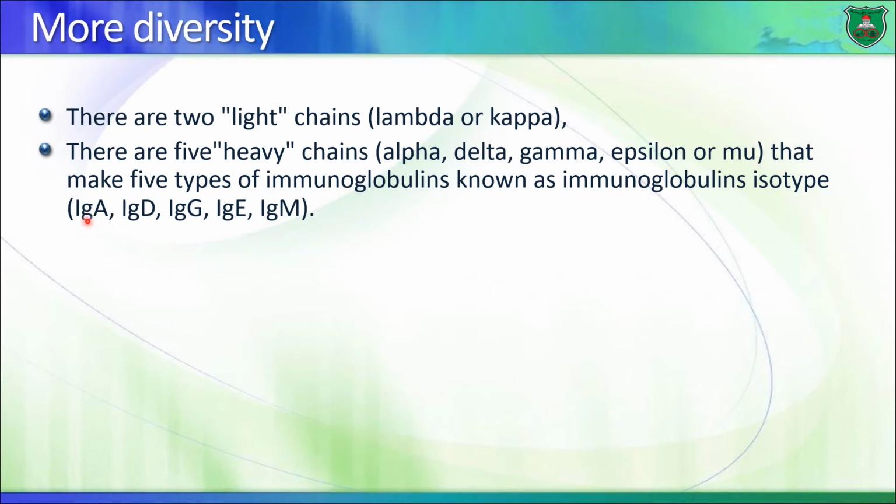Each constant region is produced from a certain exon in the heavy chain gene. And these exons are known as alpha for IgA, delta for IgD, gamma for IgG, epsilon for IgE, and mu for IgM.